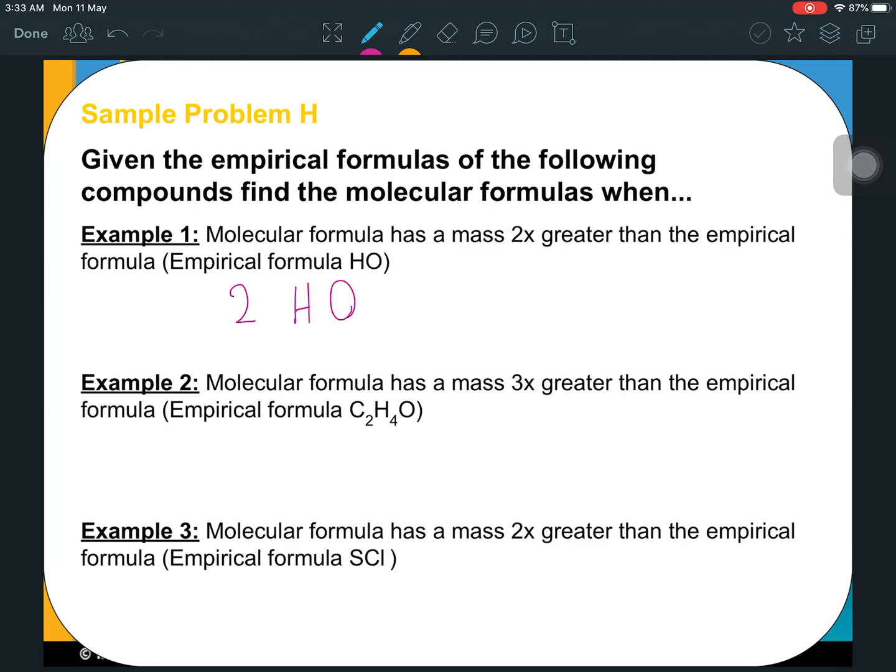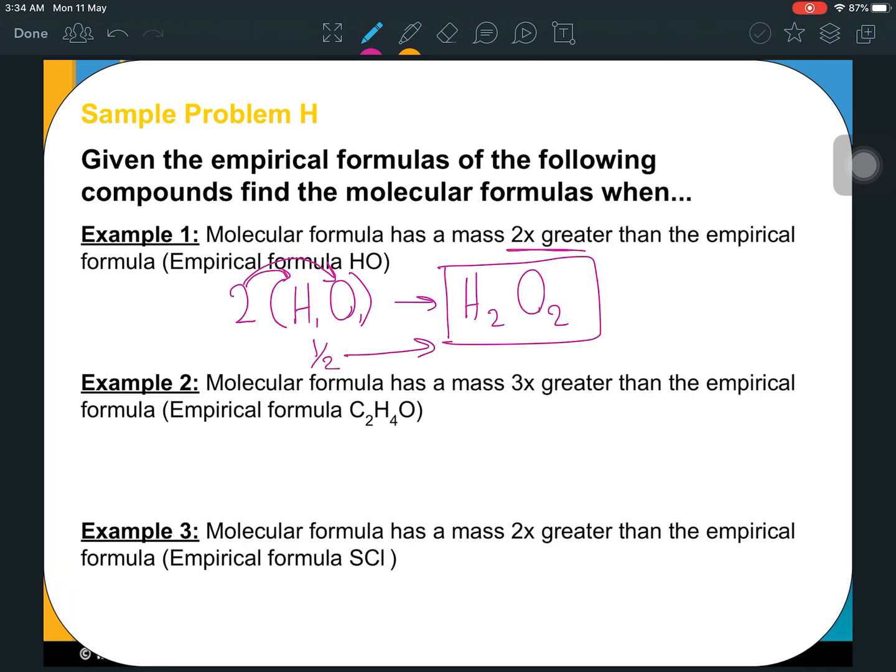HO, let's multiply this by 2. Each one of these has 1, so we end up getting H2O2, because we multiply this by that and this by that. There we go. So this is our molecular formula. Remember, the molecular formula here is 2 times heavier than the empirical, so this actually makes sense. And if you did your molar mass calculations, you would see that this one's molar mass is half the size or half the mass of that one, right? So let's try another example.